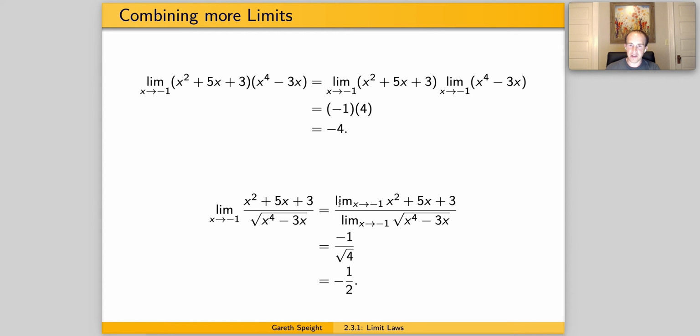Okay, the limit of the top is what we already calculated. It was minus 1. The limit of the bottom, okay, the limit of a square root is the square root of the limit, provided the inside is going to be bigger than 0. Okay, and we already calculated that the limit of x to the 4 minus 3x is going to be 4. So the limit of the square root is going to be the square root of the limit. We're going to get the square root of 4. So overall, we get minus 1 over the square root of 4. We get minus 1 over 2.